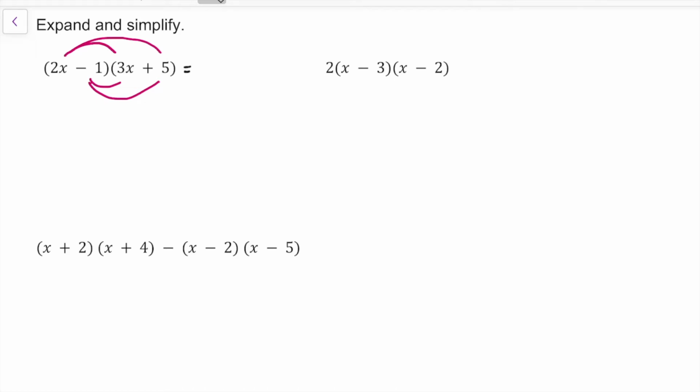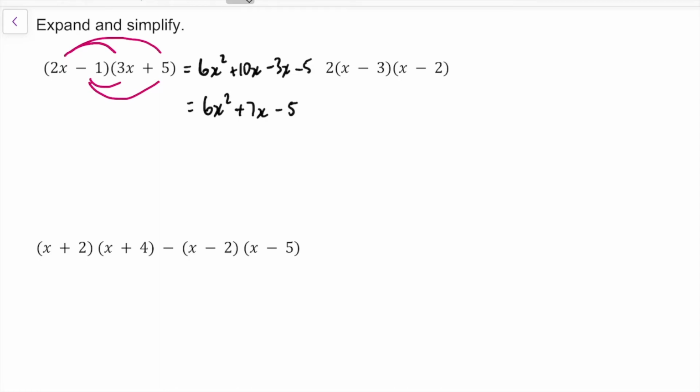Alright, so we have 2x times 3x. Well, that's going to be 6x squared. Plus 10x minus 3x. And then we're going to have minus 5. So we keep our 6x squared. 10x minus 3x, well, that's plus 7x. And then just minus 5.